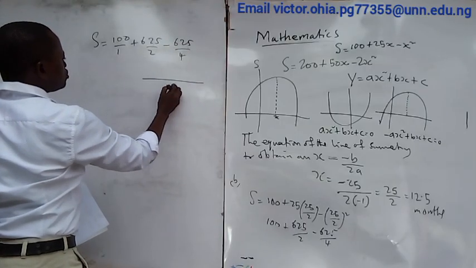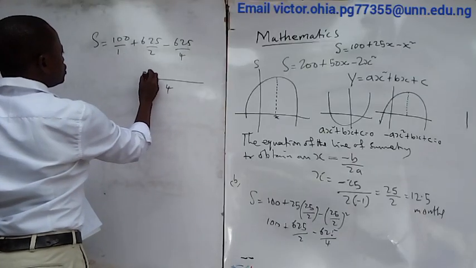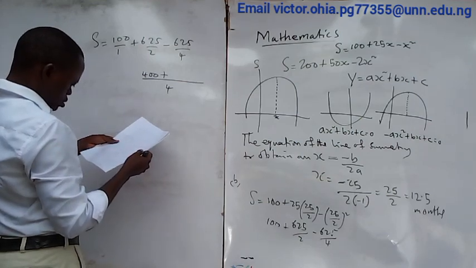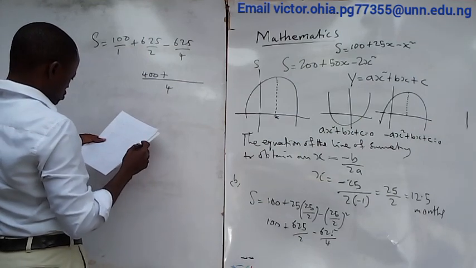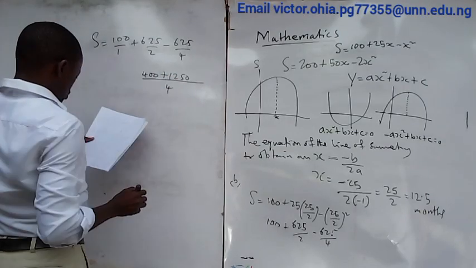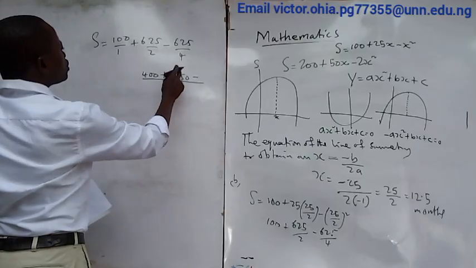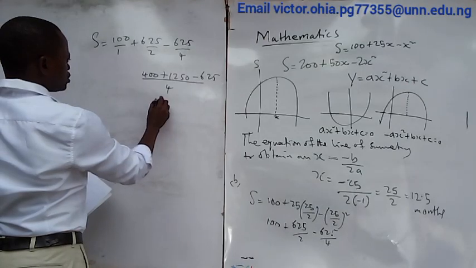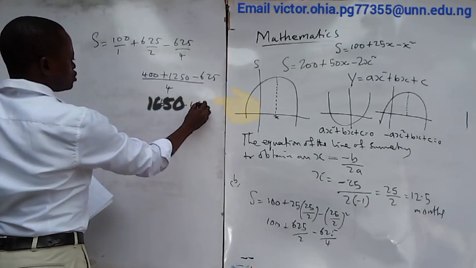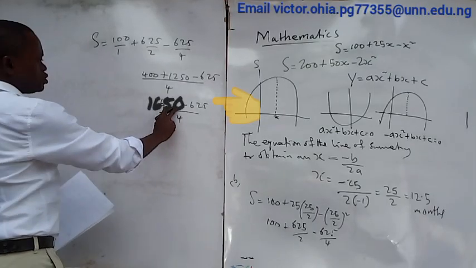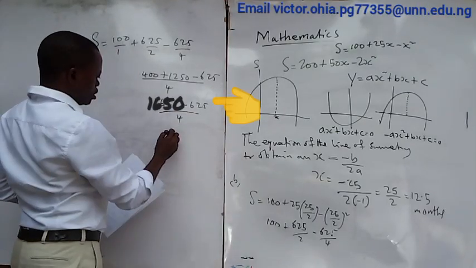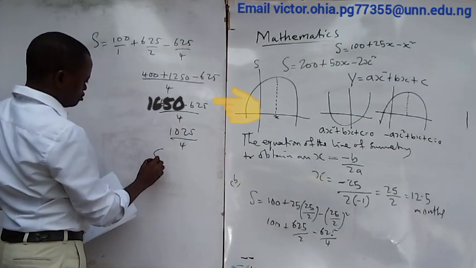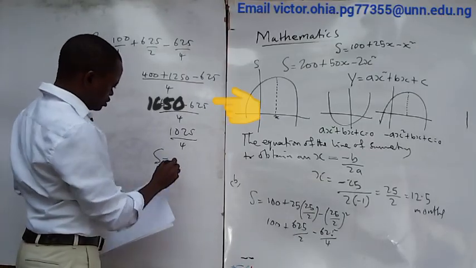The LCM here is going to be 4. 4 divided by 1, times 100, is 400, plus 4 divided by 2 is 2, times 625, which by my calculation is 1,250. Minus 4 divided by 4 is 1, times 625. We'll do this addition and this subtraction. 400 plus 1,250 gives me 1,650 minus 625 over 4. So 1,650 minus 625 by my calculation is 1,025 all over 4.